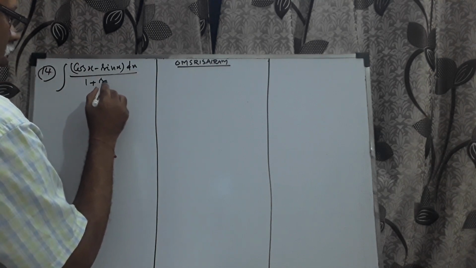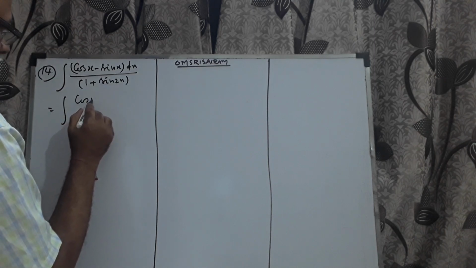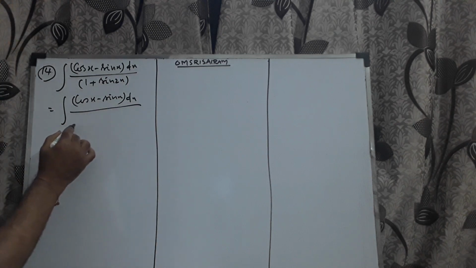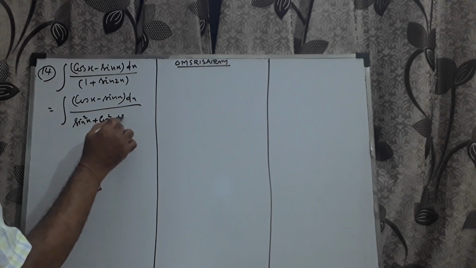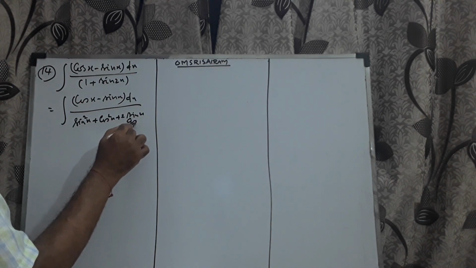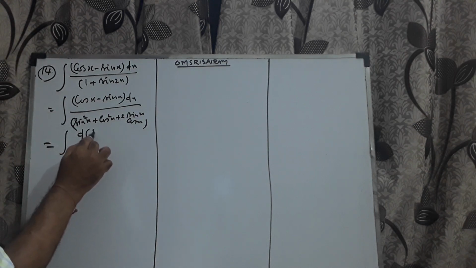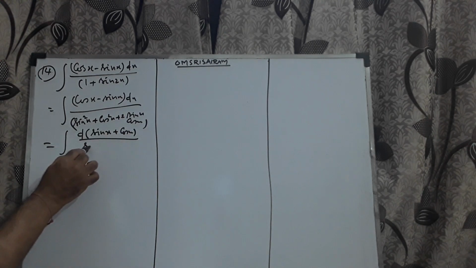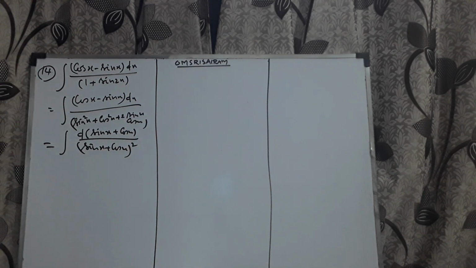divided by 1 plus sin 2x. This can be written as cos x minus sin x, let it be as it is, divided by sin square x plus cos square x plus 2 sin x cos x. Now the numerator can be written as d of (sin x plus cos x). The denominator can be written as (sin x plus cos x) whole square, using the (a plus b) whole square formula.